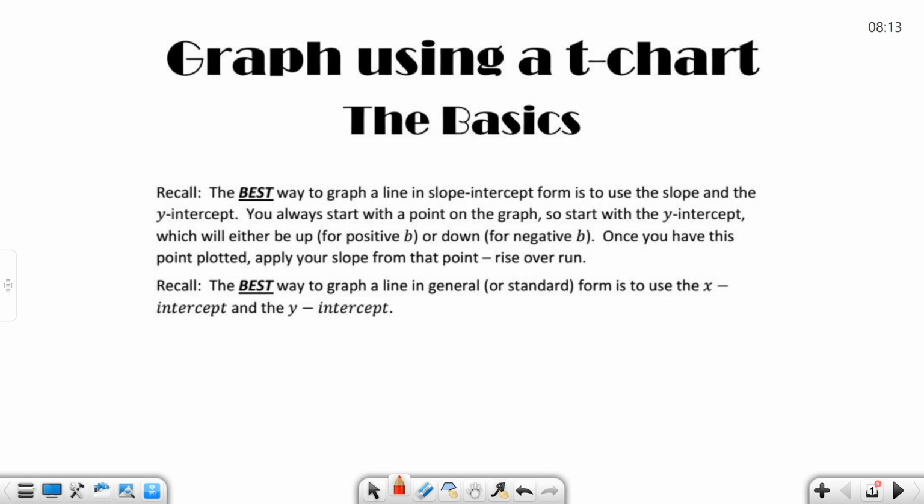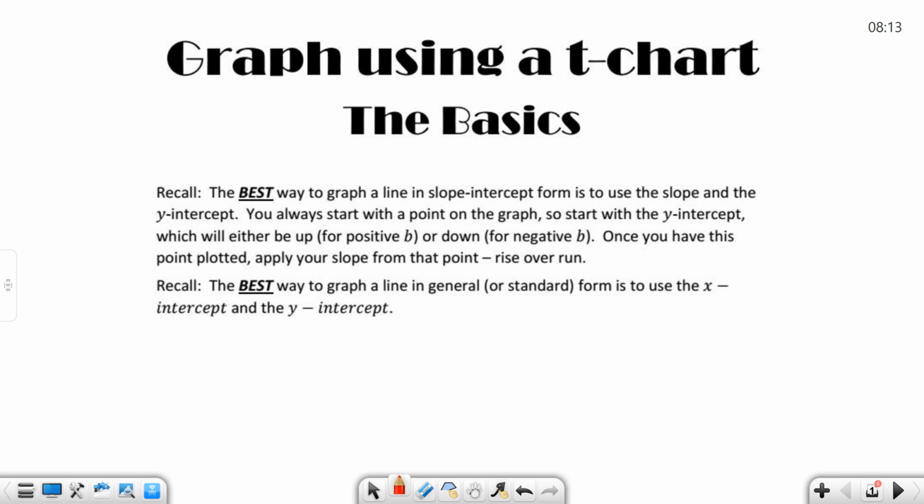Graph using a T-chart, the basics. So I want you to recall a couple of things. The best way to graph a line in slope-intercept form is to use the slope and the y-intercept. There is no better way, okay? I don't understand why books and teachers ask you to do other things, but until I get a good reason, I'm never going to say that and do it, so I haven't got a good reason yet.